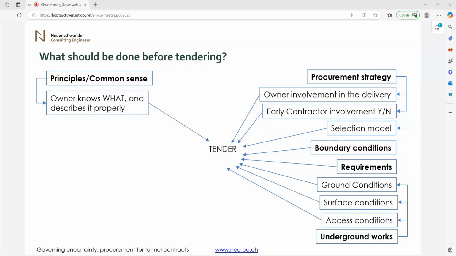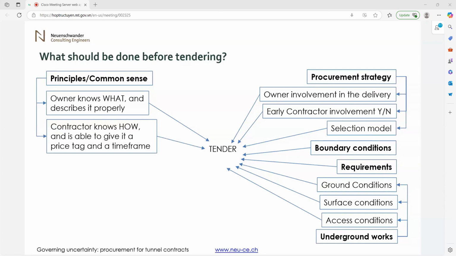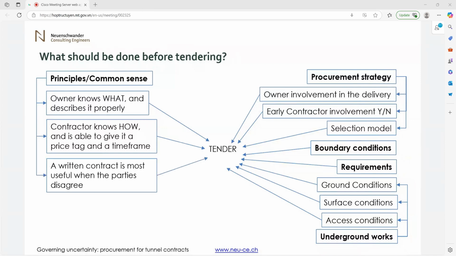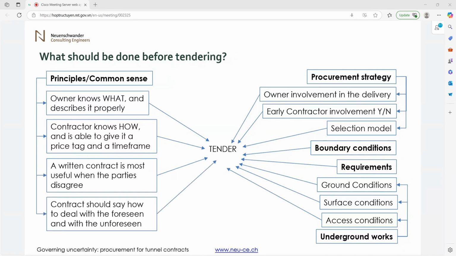And then we have principles of common sense. The owner knows what and describes it properly, meaning that we need to have a competent owner and a competent consultant of the owner. The contractor knows how and is able to give a price tag and a time frame to what is asked from him. A written contract is most useful when the parties disagree. This is, of course, standard. We need written contracts, and the contract should say how to deal with the foreseen and how to deal with the unforeseen.